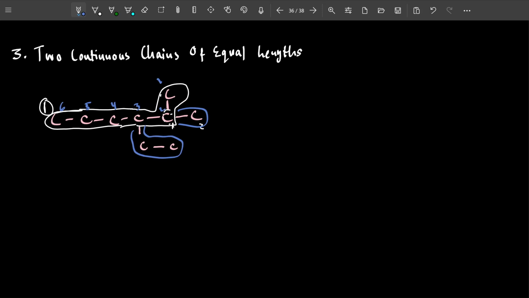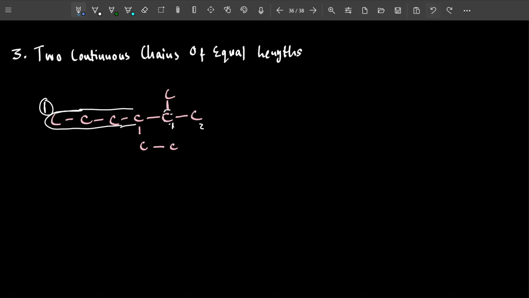Where is my first branch? My first branch is on carbon number 2, right? This branch here, this methyl. And the next one is on carbon number 3. So that is good. The first branch is on carbon number 2. Let's see another situation and see what we would get.